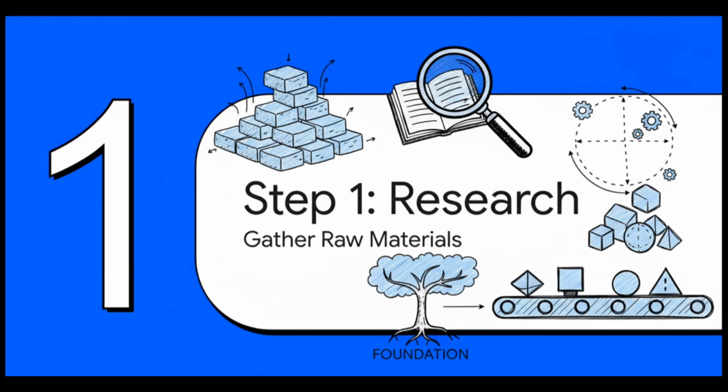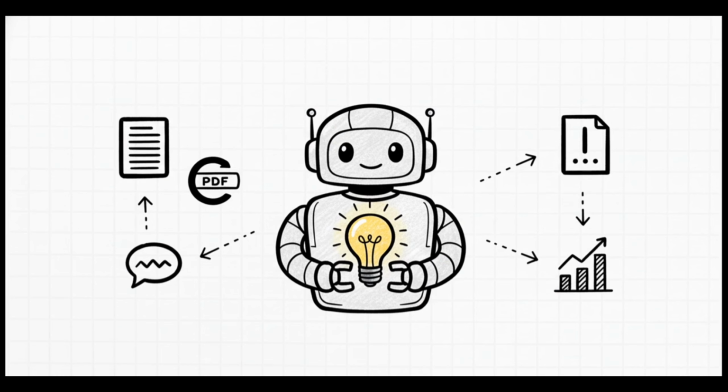Okay, so first up, step 1. We have to gather our raw materials. Think about it. Every great piece of content starts with solid info and a clear strategy. This is literally the foundation for our entire assembly line. And for this, we're going to use a tool called NotebookLM. Seriously, just think of it as your own personal research assistant.